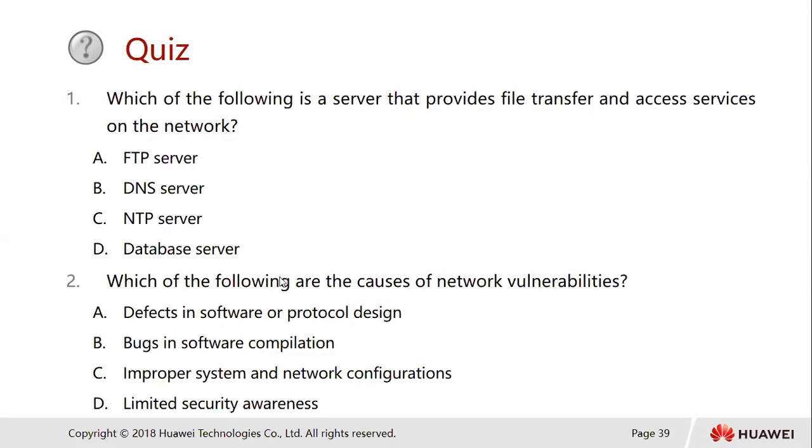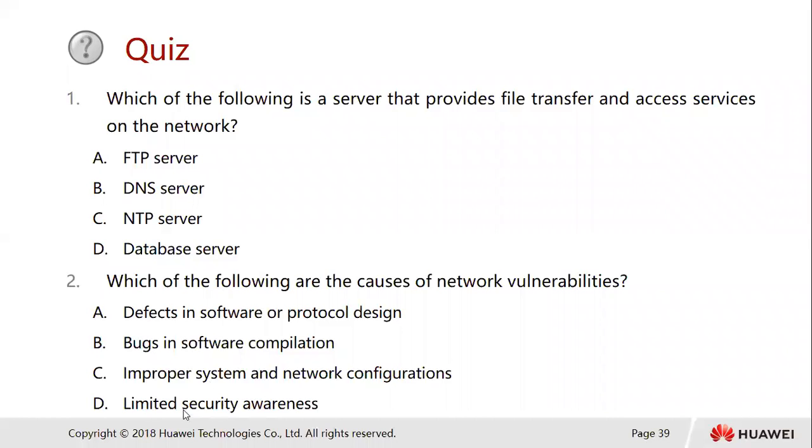Okay. Which of the following are the causes of network vulnerabilities? Defects in software or protocol design? Yes. Bugs in software compilation? Yes. Improper system and network configuration? Yes. Okay. Unlimited security awareness? Okay. Can this cause a vulnerability?